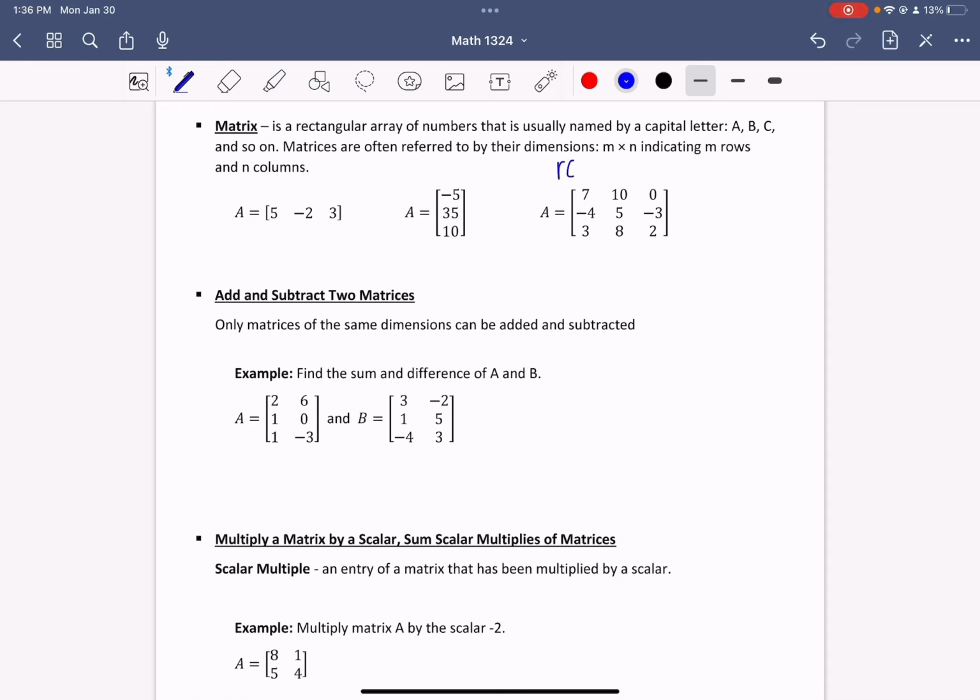And so that's important to note. We are doing rows cross with our columns. What this does is tell you the size of a matrix, and we're going to see how that's beneficial.